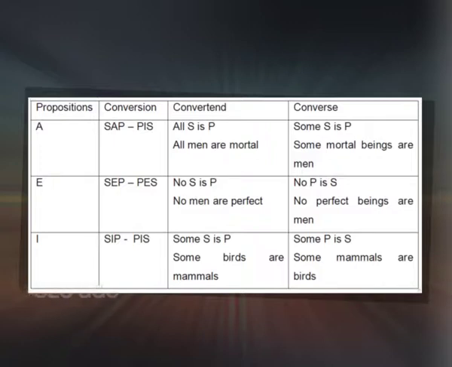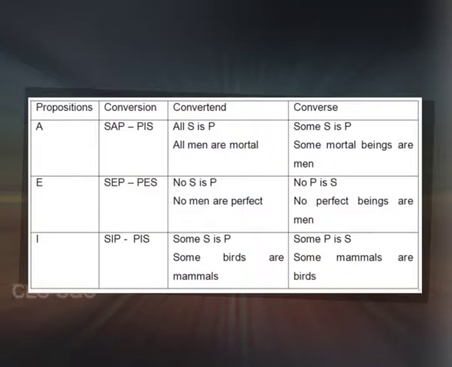E proposition conversion: SEP, PES. Convertend: no S is P. Converse: no P is S. Convertend: no men are perfect. Converse: no perfect beings are men.